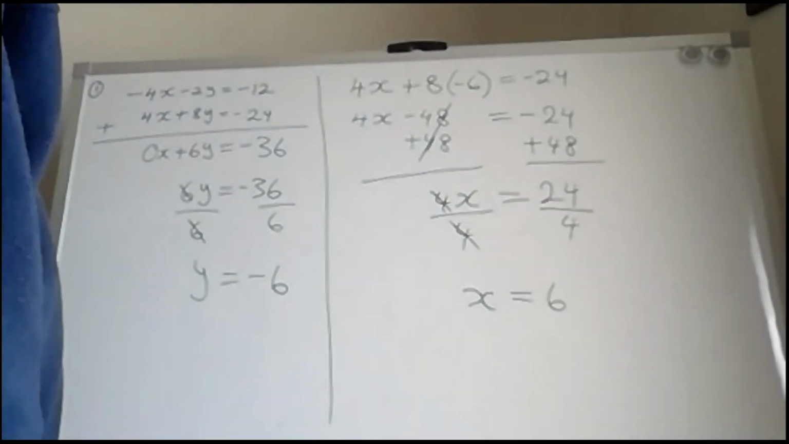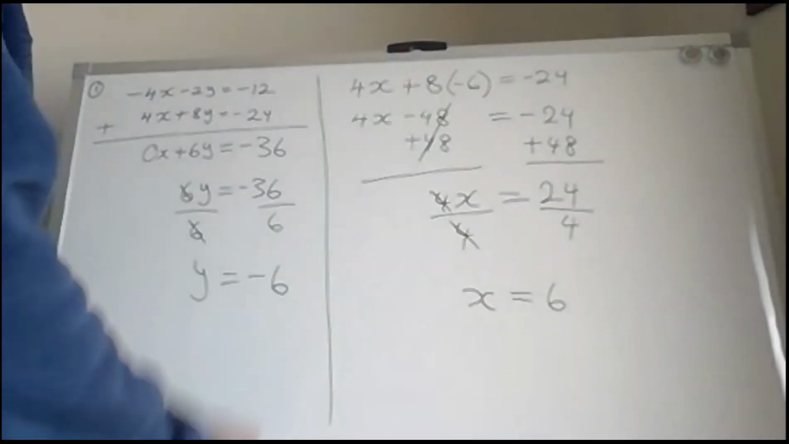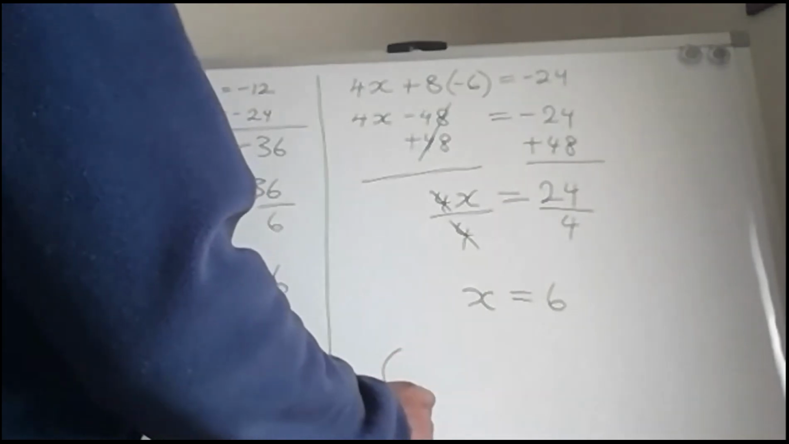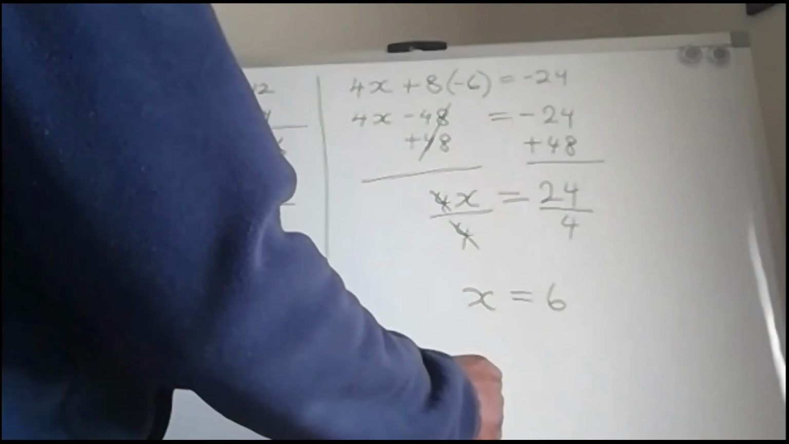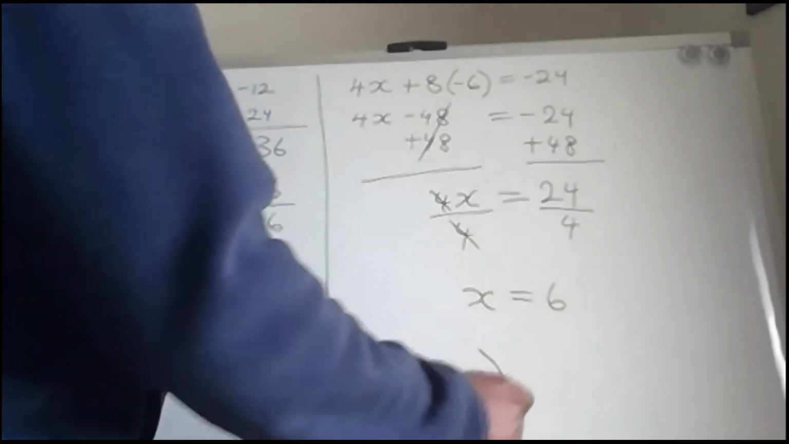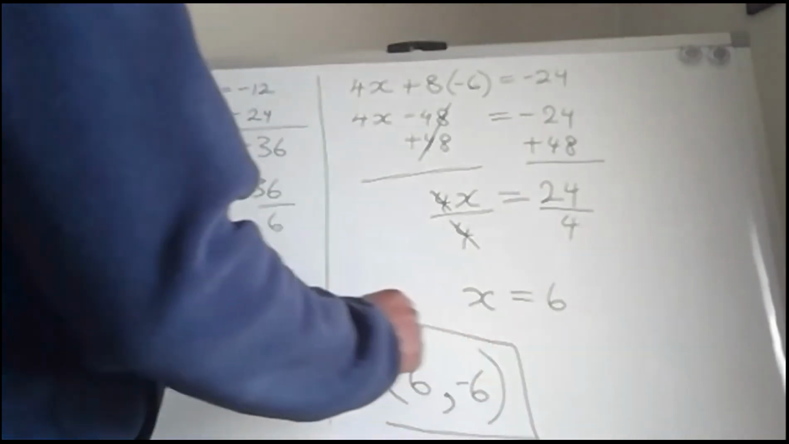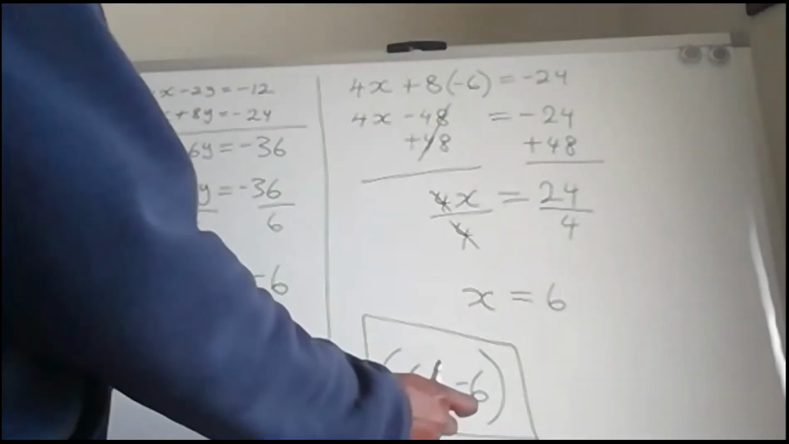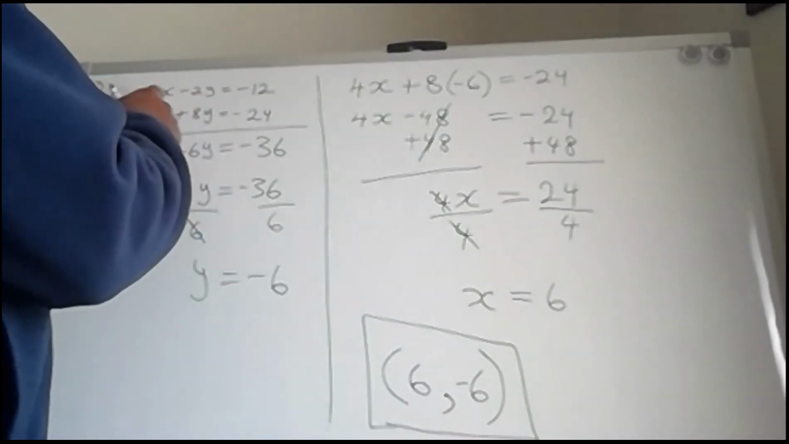So this is telling me that x is 6 and y is -6. So we write our answer as an ordered pair: (6, -6). And that's our final answer, okay? And you can always check this by putting these numbers back into both equations for x and y.